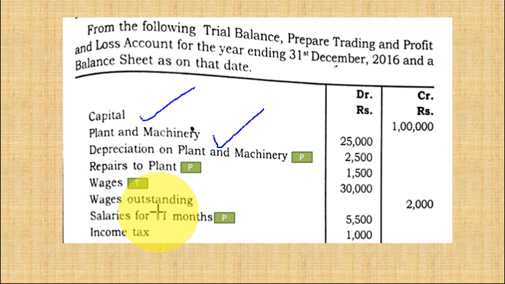Always remember this, students. Outstanding items, whenever it is given in the trial balance, it has to go to the balance sheet. Only one entry, right? That is in the balance sheet. Salaries for 11 months. So this is salaries paid. So 11 months salaries are in the profit and loss account. Income tax. This is taxes levied on the income of the proprietor. So it is for his personal use, right? It is his personal expense.